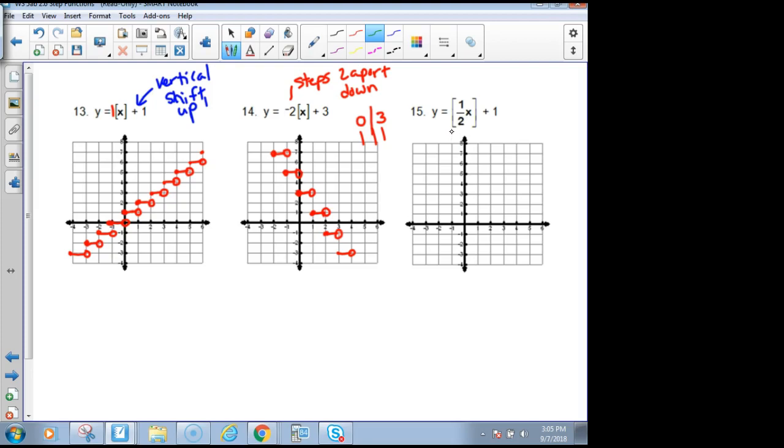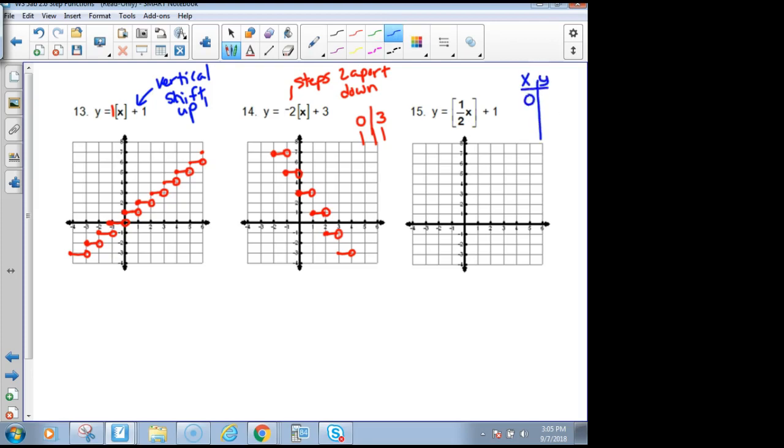So let's kind of guess what might happen. What's the half of X going to have an effect on? So this number here stretched it this way vertically, and it was outside of the bars, the greatest integer bars. So if it's inside, it's going to do something to it horizontally. So it's either going to squeeze it in or stretch it out. Right, now we're going to find out because it's not so intuitive.